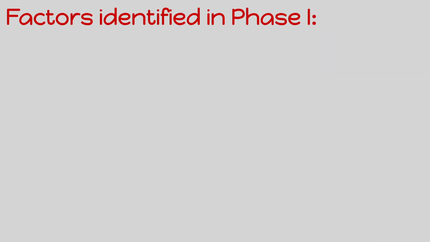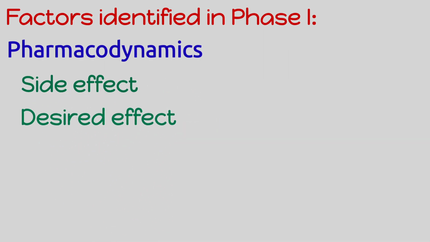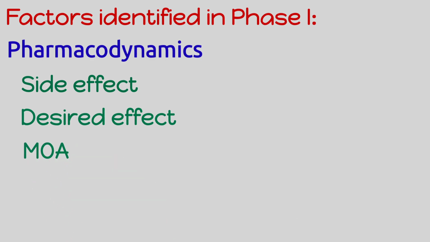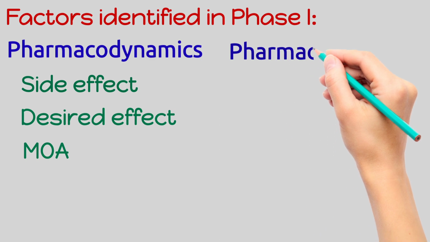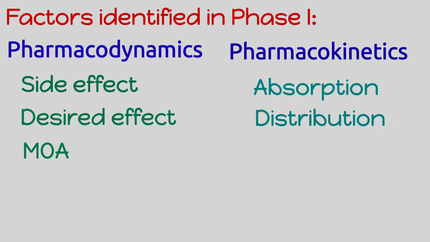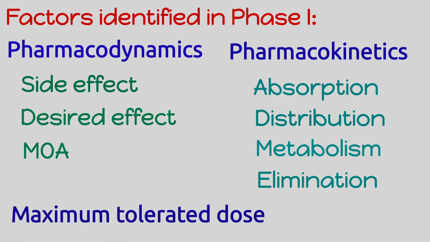First factor is pharmacodynamics of drug, which contains side effect of drug, any desired effect of drug, and mechanism of action of drug. Second factor is pharmacokinetics of drug, which contains study on absorption, distribution, metabolism, and elimination of drug. Third factor is to identify maximum tolerated dose of the drug.